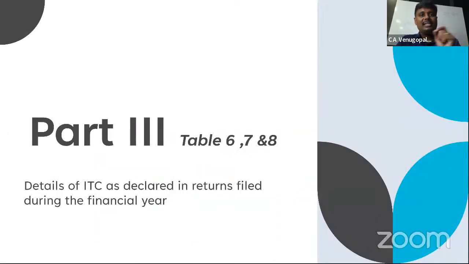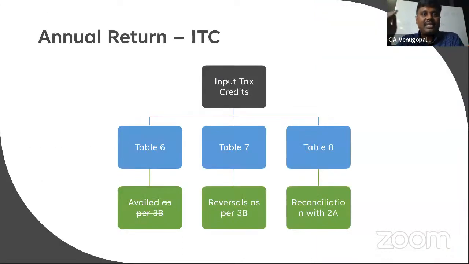So let's understand how we do reporting in tables 6, 7, and 8. As I said, table 6 is about availment of input tax credit, table 7 is the reversal of input tax credit, and table 8 is a reconciliation with GSTR 2A. So before we get on to the issues, we should also understand what these tables represent.